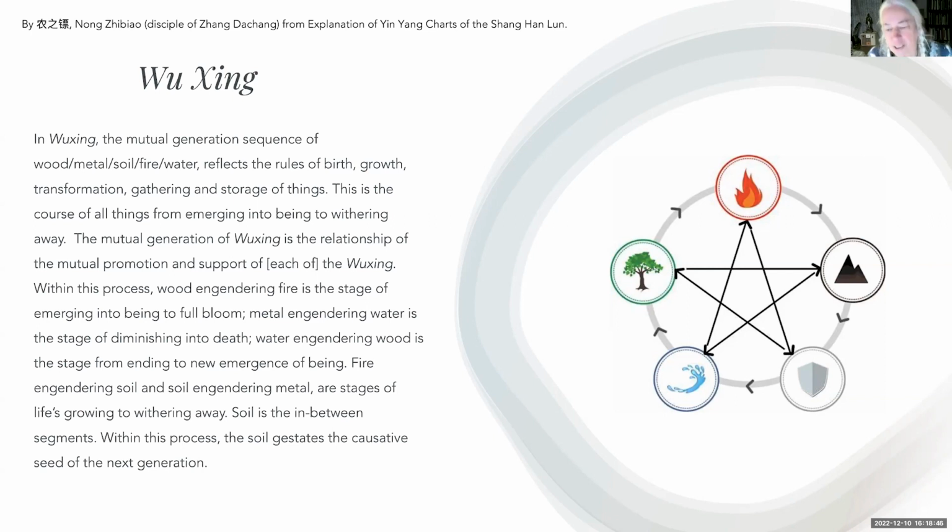So we're saying like this, that the soil element can be either in the Shang cycle between fire and metal, but it can also be in the middle as the ground that sustains the other transformations.